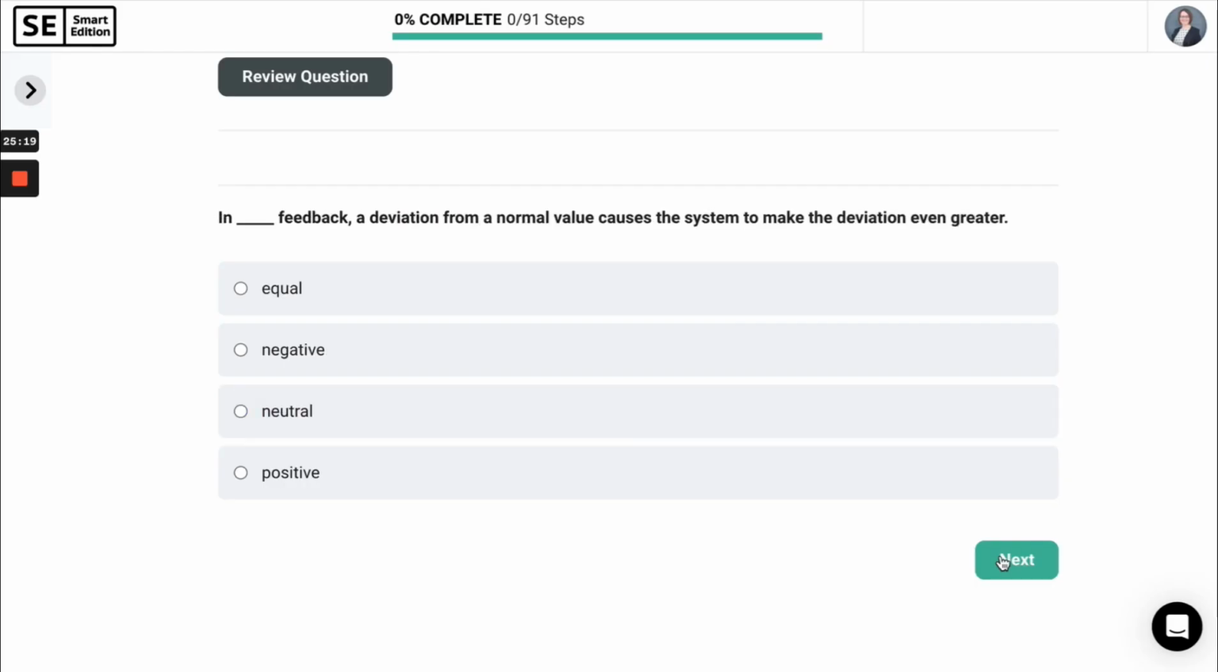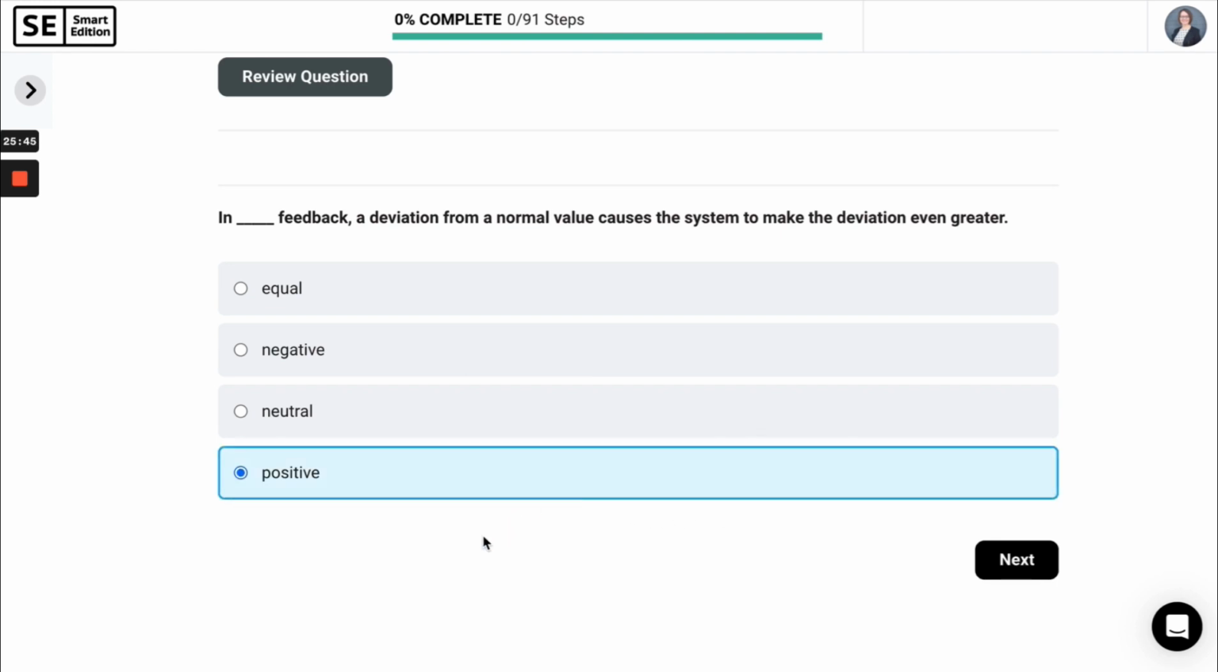In blank feedback, a deviation from a normal value causes the system to make the deviation even greater. Is this equal feedback, negative feedback, neutral feedback, or positive feedback? The correct answer here is positive feedback.